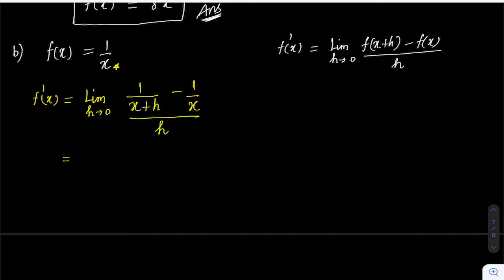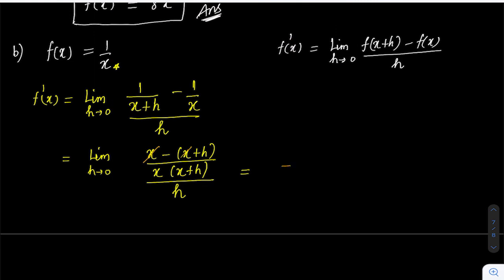Let's simplify this. So how I will simplify this is, let me cross multiply here, or you can say sometimes we say take LCM. So it will be x minus, or you can say cross multiply simply, x plus h over x into x plus h, divided by h. So this is my expression. So I can cancel this x now. So what I am left with is minus h over x into x plus h.